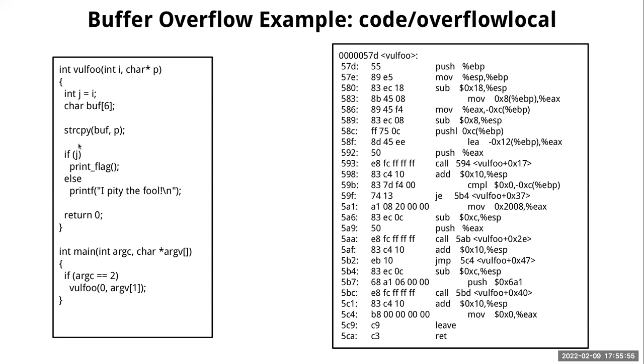Then there is j. At the beginning, remember, j's value is 0. So we have an if on j, which means if j's value is not 0, we will call the function print flag, which uses a local flag file to show you the flag. Otherwise, it will print "I pity the fool." That's it. That's a simple program.